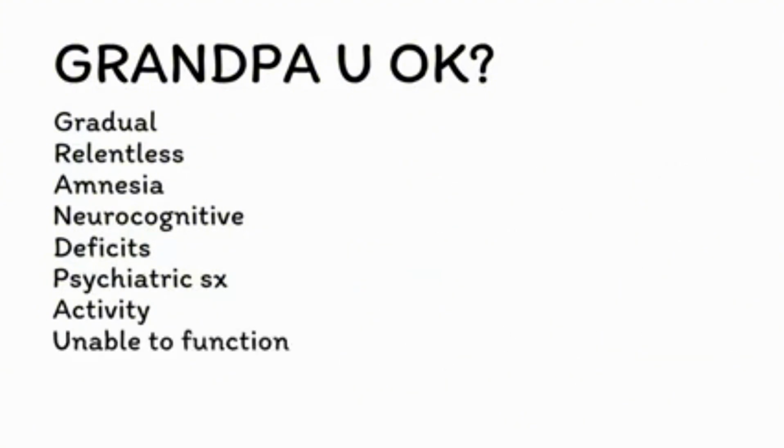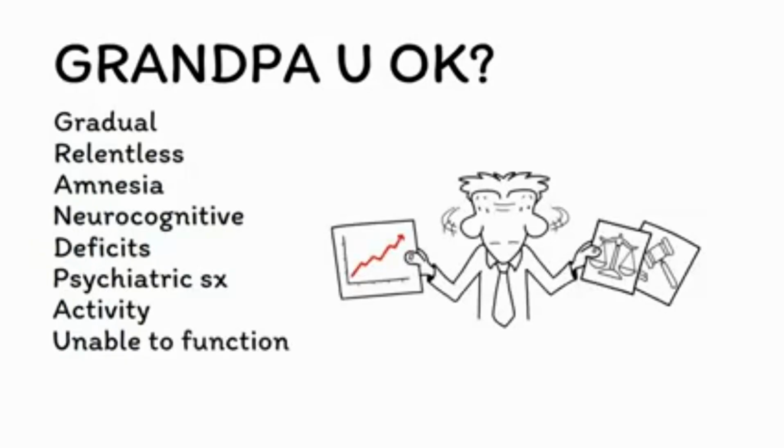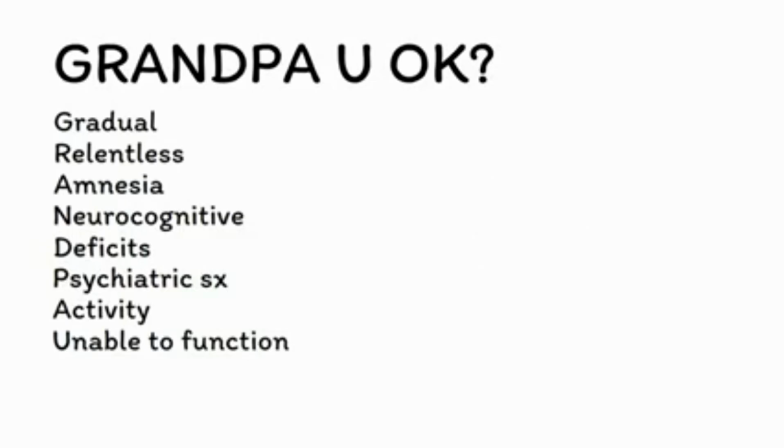Next, the U is for unable to function. This is just to remind you that, as with all forms of dementia, the neurocognitive deficits seen in Alzheimer's disease directly lead to distress, disability, and dysfunction. Next, O is for objective biomarkers.